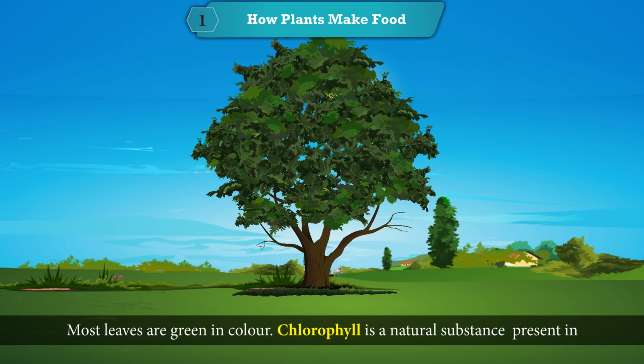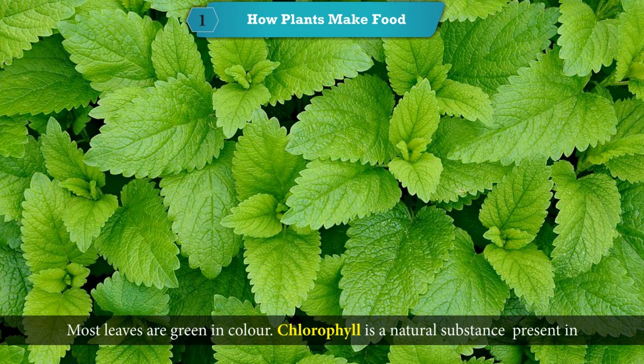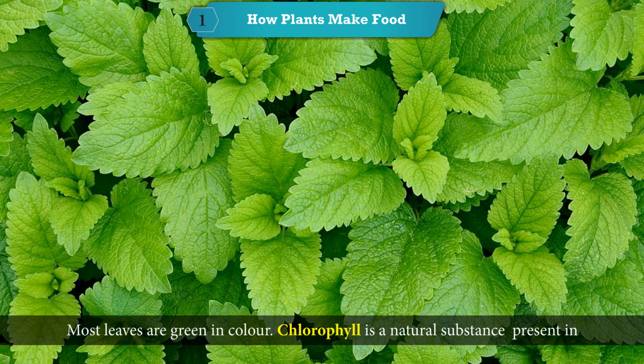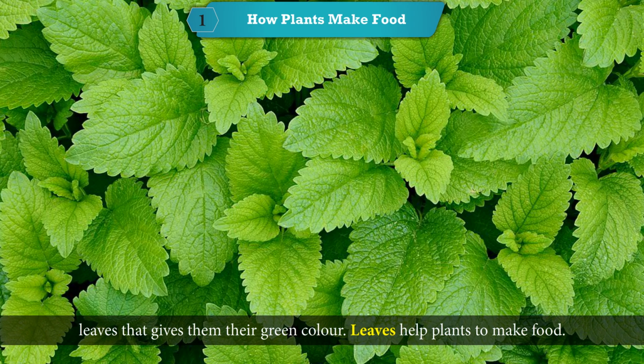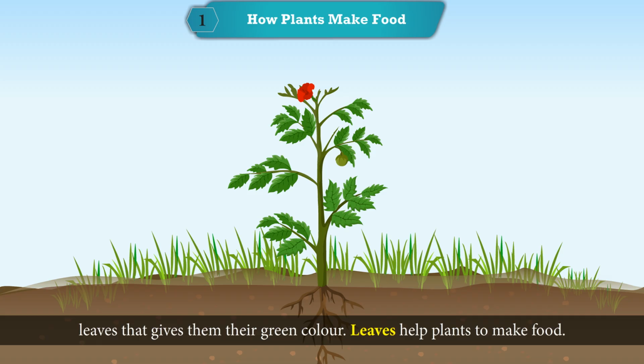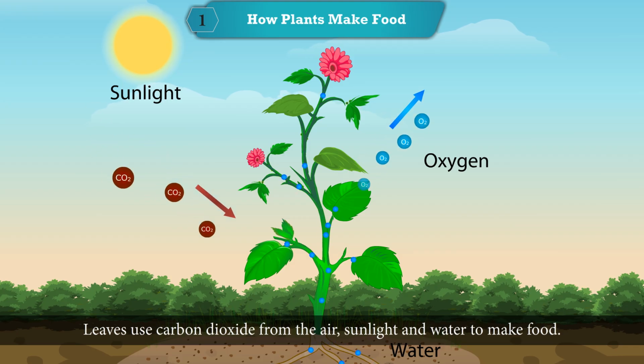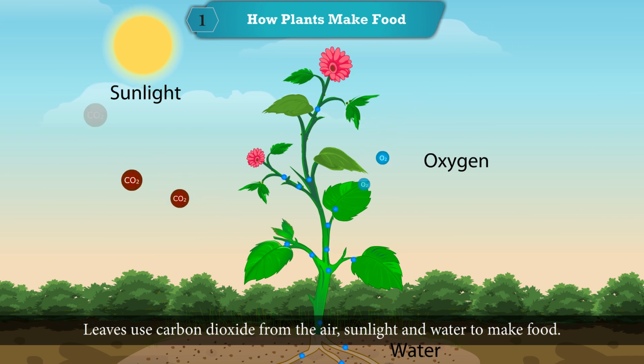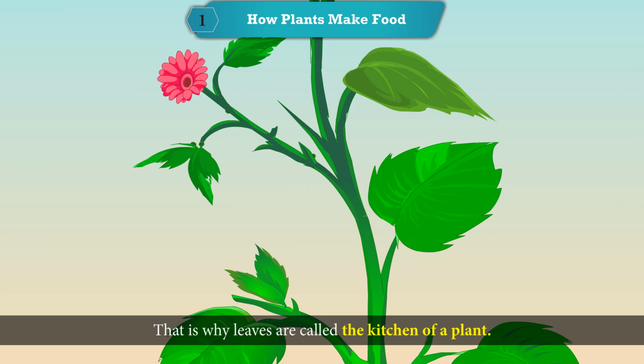Most leaves are green in color. Chlorophyll is a natural substance present in leaves that gives them their green color. Leaves help plants to make food. Leaves use carbon dioxide from the air, sunlight, and water to make food. That is why leaves are called the kitchen of a plant.